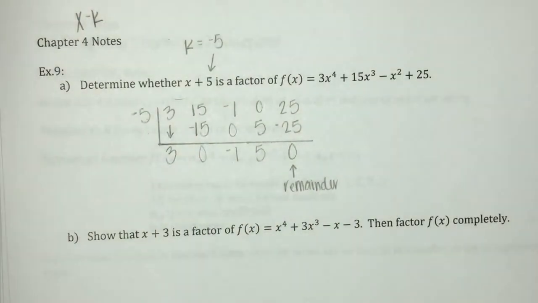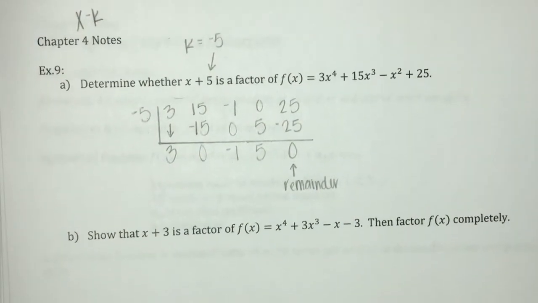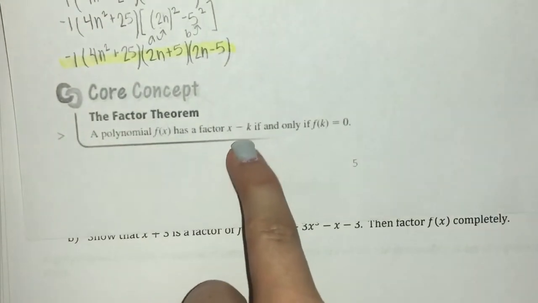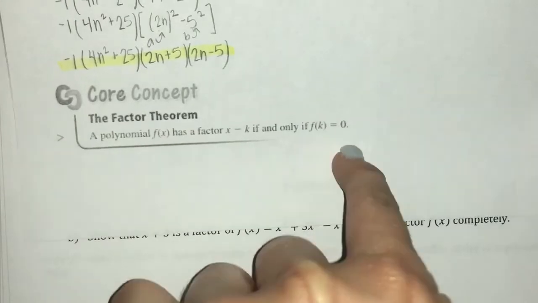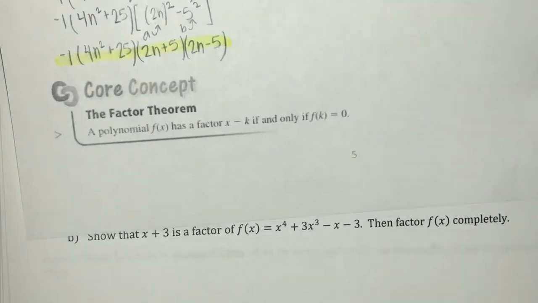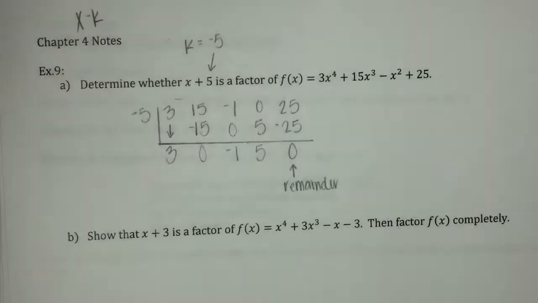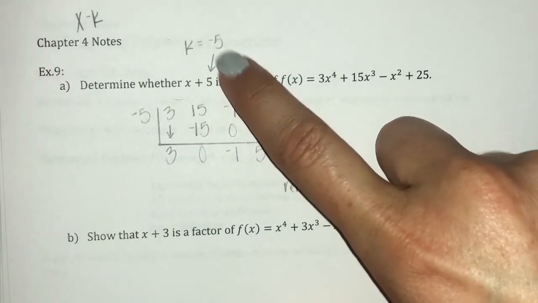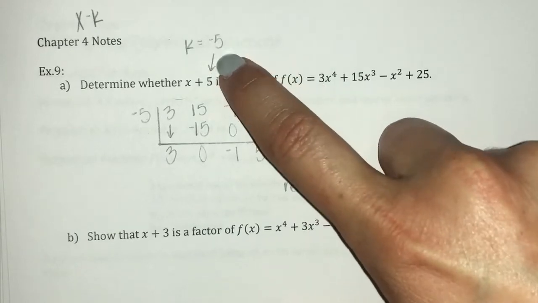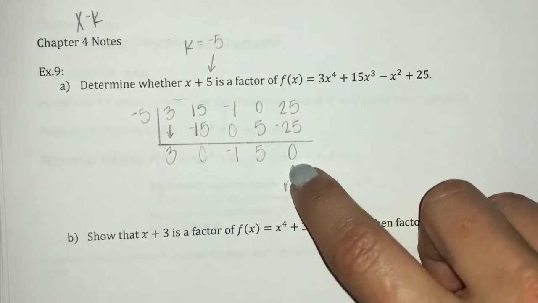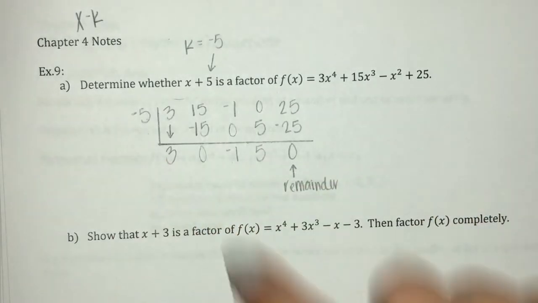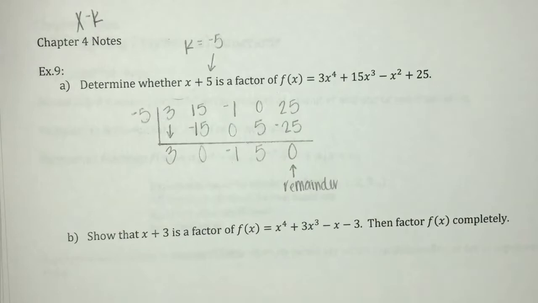So if we get a remainder of 0, the theorem said a polynomial f of x has a factor of x minus k if and only if f of k equals 0. One of the last theorems that we did said that the remainder is also the function evaluated at our k value. So f of -5 is 0. So if that's the case, then x minus k, in this case x plus 5, is a factor, and then these are all what's left.